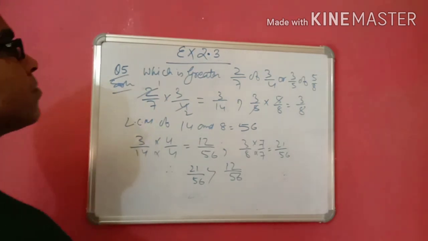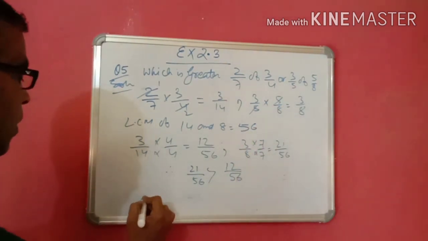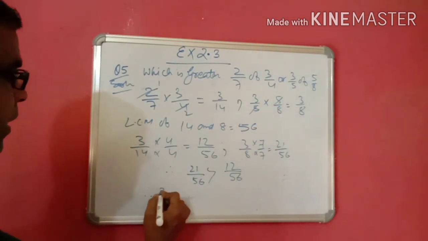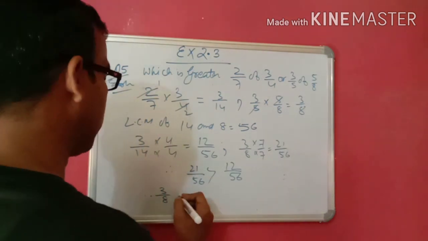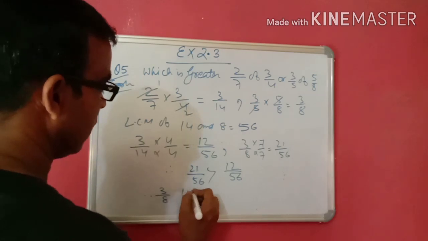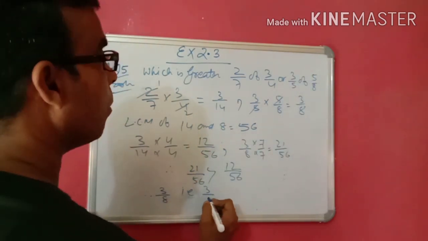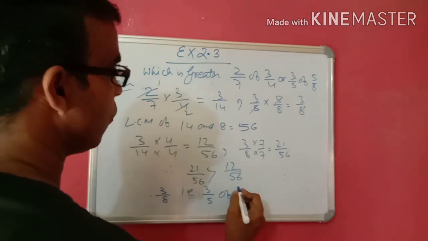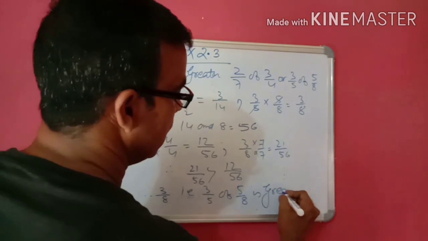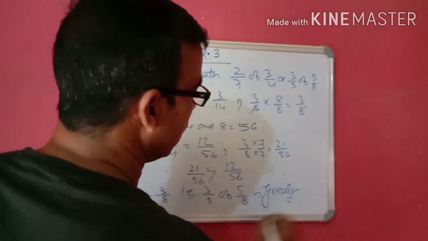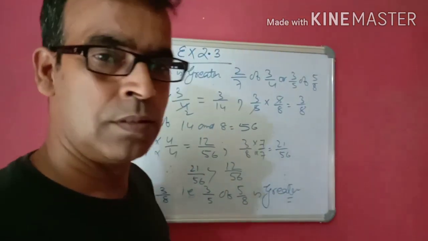Therefore 3 by 8, that is 3 by 5 of 5 by 8, is greater. This is your required answer. Write down.